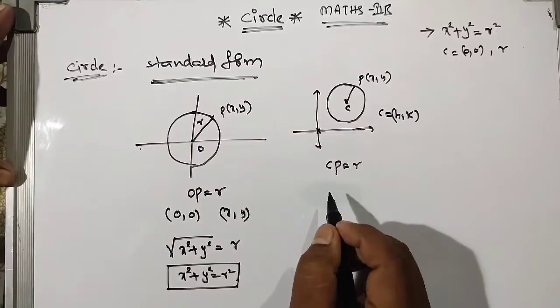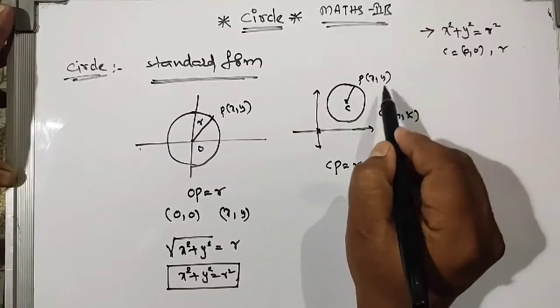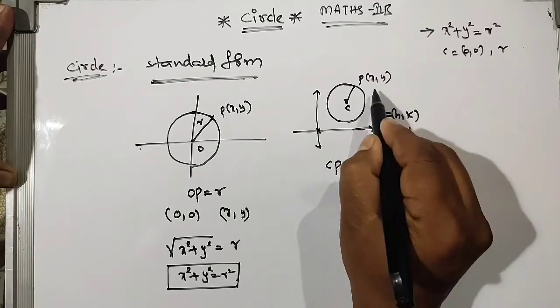Here x2 minus x1, that is, x1 y1 and this is x2 y2.